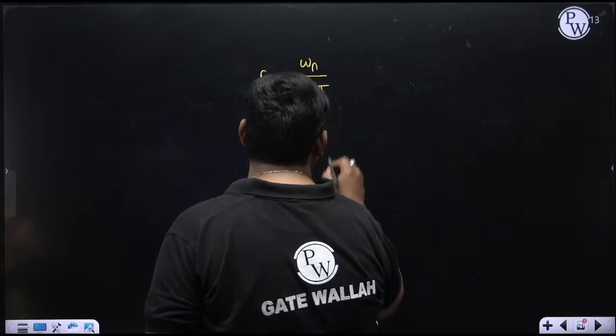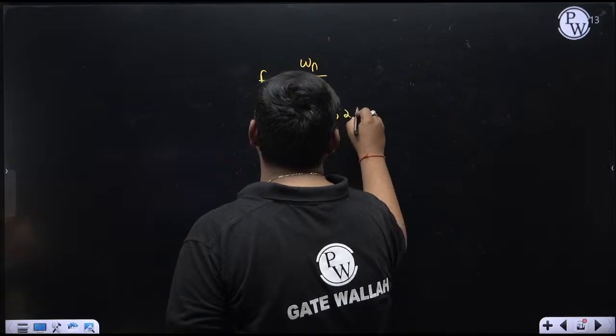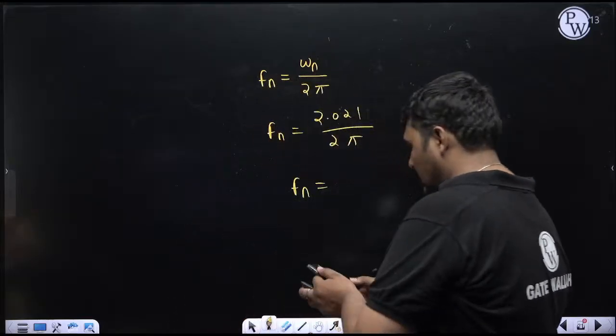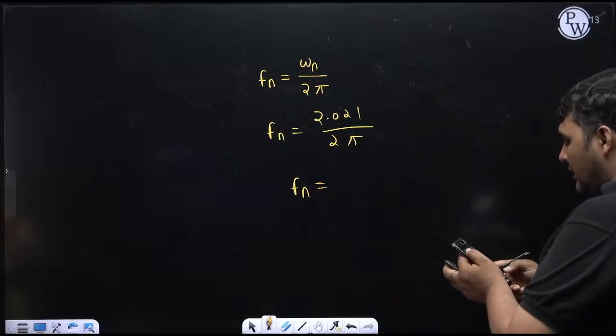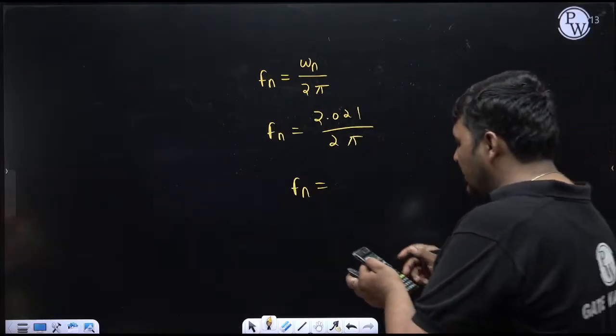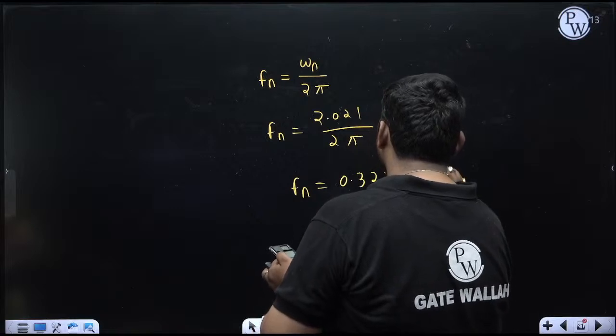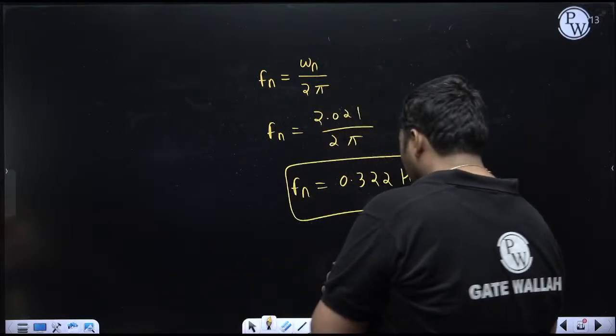Now here omega n is 2.021 divided by 2 pi. So how much frequency in hertz will come? It is 2.021 divided by 2 divided by pi. Is it coming 0.322 hertz? Please check the calculation. If I am doing a calculation error, it is your part to correct that.